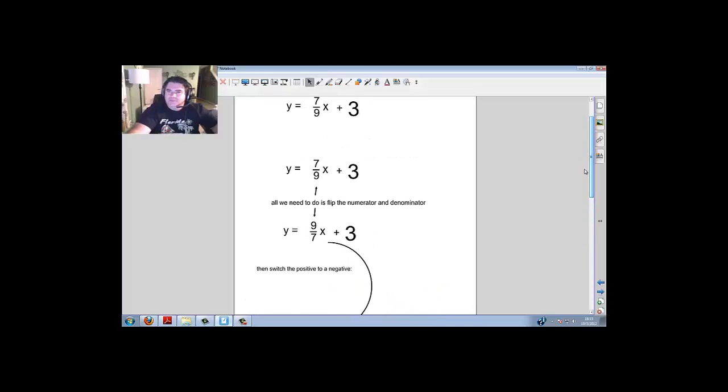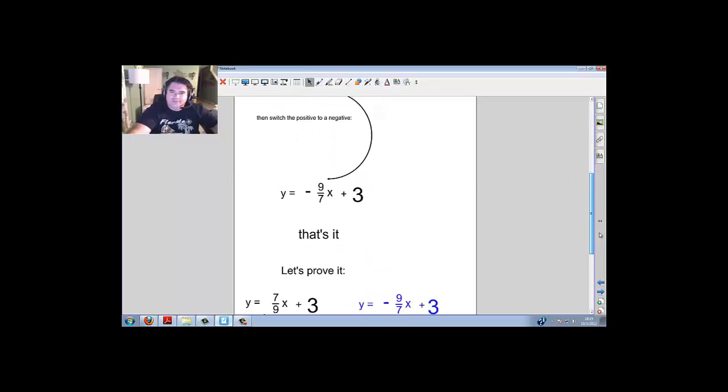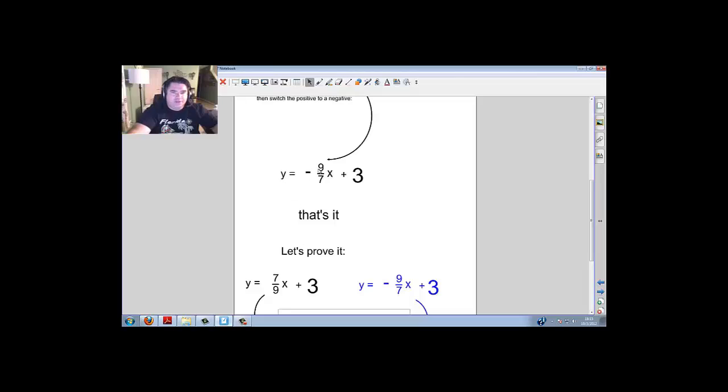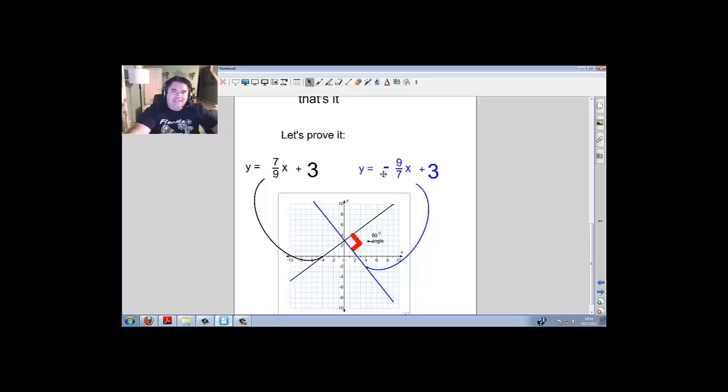Now this is going to be difficult, so hang on to this now. Y equals 7/9 x plus 3. That's our original, right? Right here. And this is our new flipped one. Y equals negative 9/7 x plus 3. Let's go ahead and plug it in. Plus 3, 1, 2, 3. Up 7/9. Right here, we made our line. And then here, plus 3. Down 9/7, which is right here. Notice how they form a 90-degree angle.